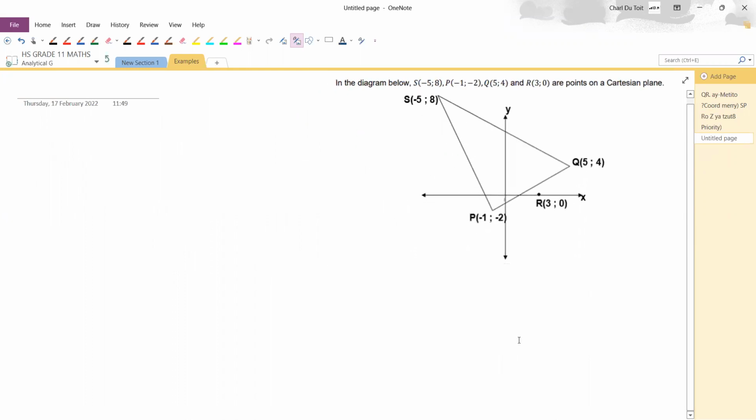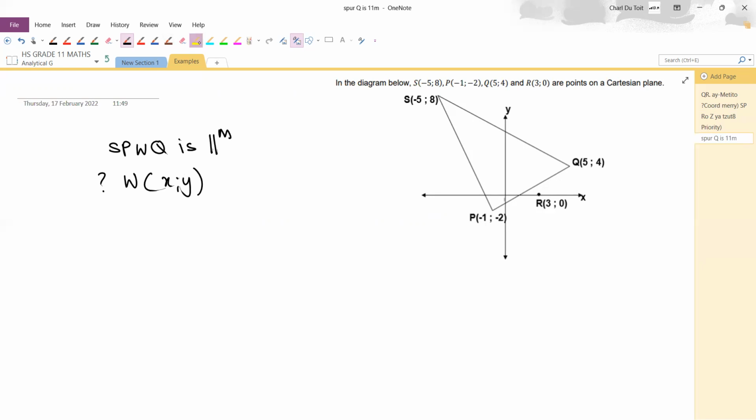Okay, good. Now they're going to tell you the following. This is not easy. Let's say SPWQ is a parallelogram. What would the coordinates of W be? Now, that W is not on the drawing. So this is SP, and then W will be there somewhere, and then you'll go back to Q. That will be your parallelogram.